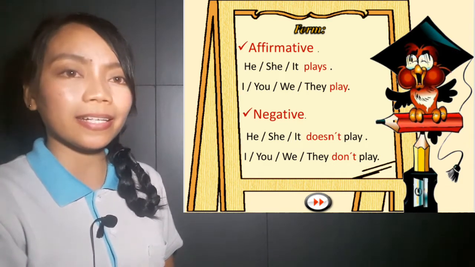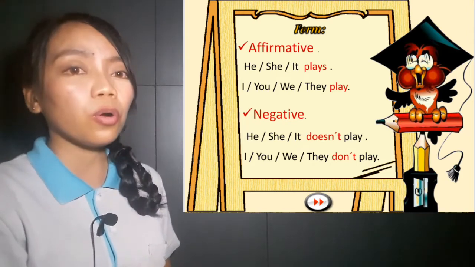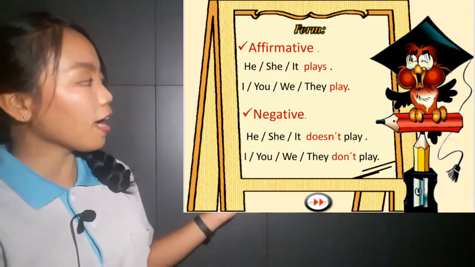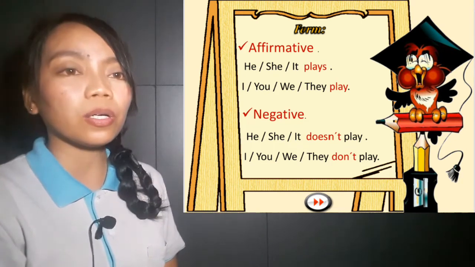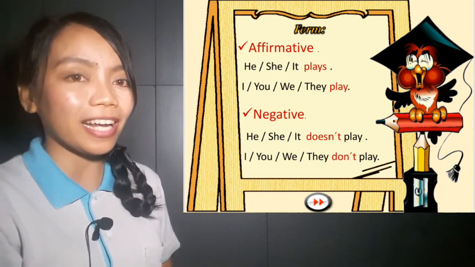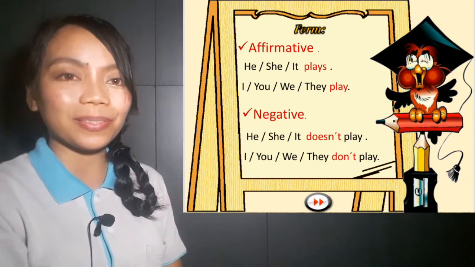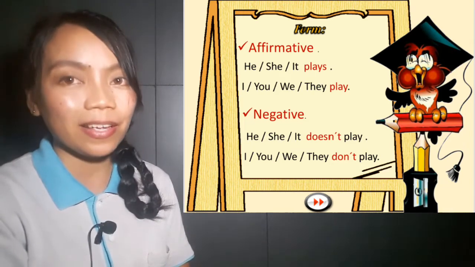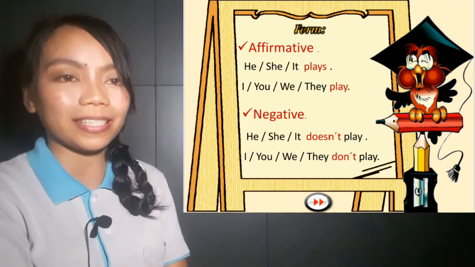How about the second sentence? What do you notice about the verb play? No more S. Why? Because the subjects I, you, we, and they are all plural. If the subject is plural, we will not put S to the verb. We will talk about that more later. Let's proceed to the second form of the present simple.